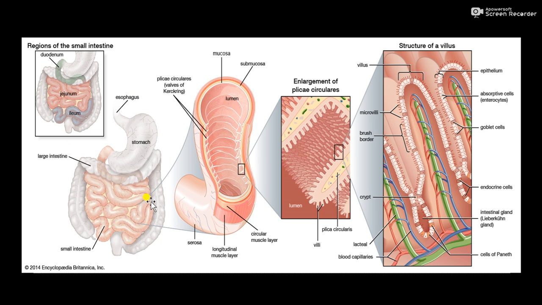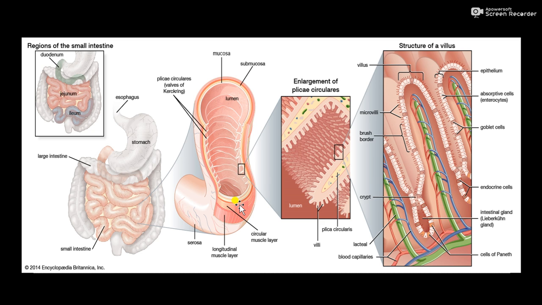The intestinal wall consists of different layers. The outer layer is the serosa, and below the serosa there is a muscle layer, which consists of a circular muscle layer and a longitudinal muscle layer. Below this muscle layer there is the submucosa layer, and below the submucosa there is the mucosa layer. So the inner layer of the small intestine is the mucosa layer.